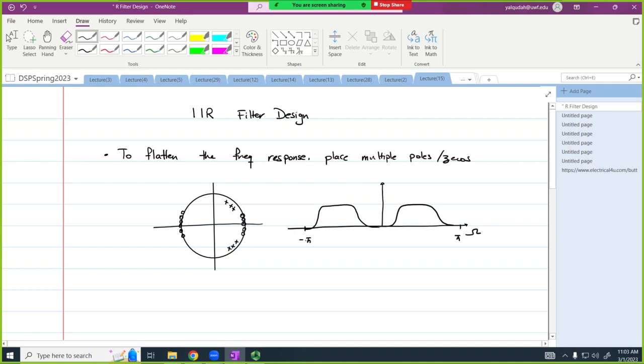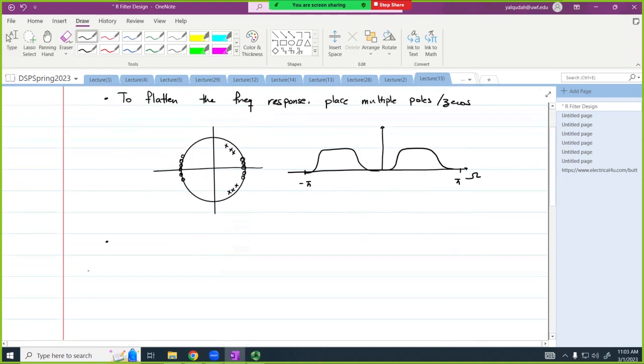And the exact shape, of course, will depend on where we place these poles and the zeros and the number of them. But the fact that we have multiple zeros here, it means this low frequency all is going to have a zero frequency response. And similarly, very high frequencies, they're all going to have a zero frequency response. So this is going to be flattened, this is flattened, and to flatten the passband, we can also place multiple poles.